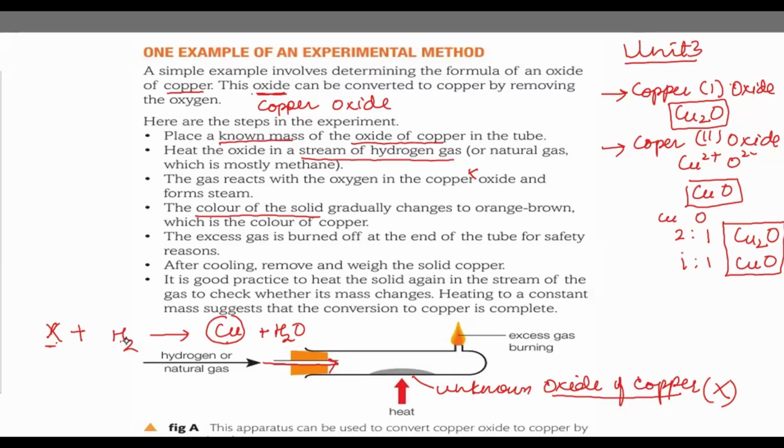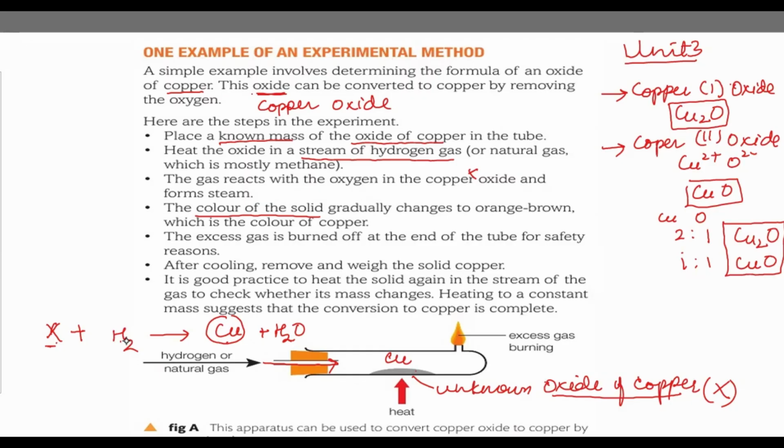We will keep on heating, we'll stop heating, we'll cool it, and weigh the test tube. Whatever weight we get the first time, we'll record it. Then we'll again heat it and pass hydrogen and make sure that more reduction takes place. We'll stop heating, cool it, weigh it, and record the mass. Again, we'll do the third time and the fourth time till we get the constant mass of copper formed after the reduction.